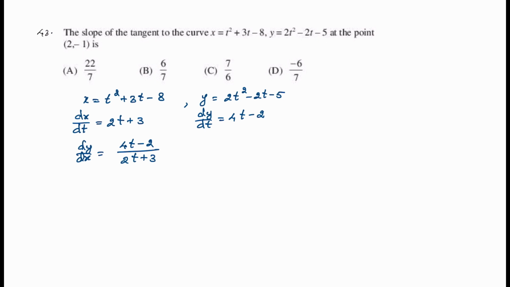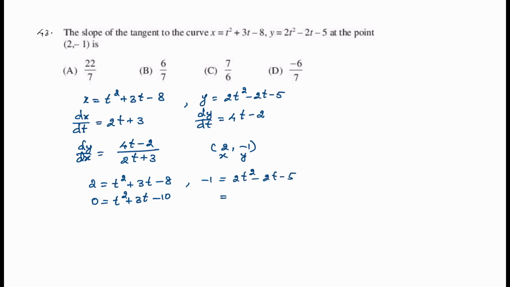Here t value is not given. For the point (2, minus 1), x and y values are given. So let us plug in these values in the given equations. X is 2, which is t square plus 3t minus 8. From this equation, t square plus 3t minus 8 minus 2, that is minus 10, equal to 0. Now let us substitute y as minus 1 in the second equation. Minus 1 is 2t square minus 2t minus 5. 2t square minus 2t minus 5 plus 1 will be minus 4 equal to 0. We will divide throughout by 2. 0 is t square minus t minus 2.